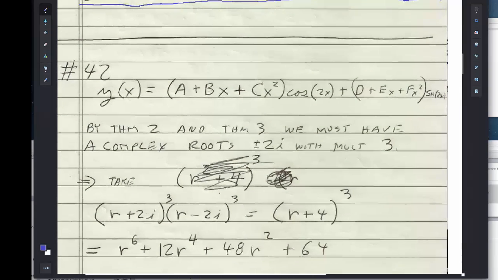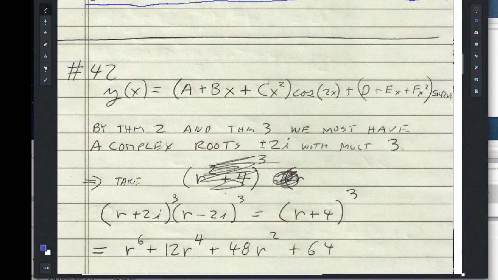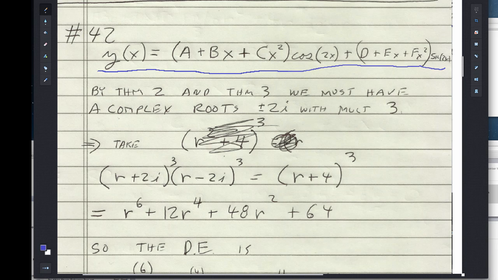Here we are going to go the other way. We're given a solution to a differential equation, which is right here. And what we want to do now is try to find a differential equation that has this as its general solution. So we interpret theorems 2 and 3 in reverse and sort of search out the differential equation. And we notice that the conclusion of theorem 3 would indicate that we have complex roots plus or minus i, plus or minus 2i with multiplicity 3.